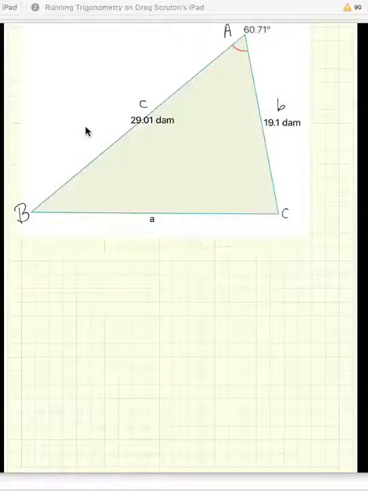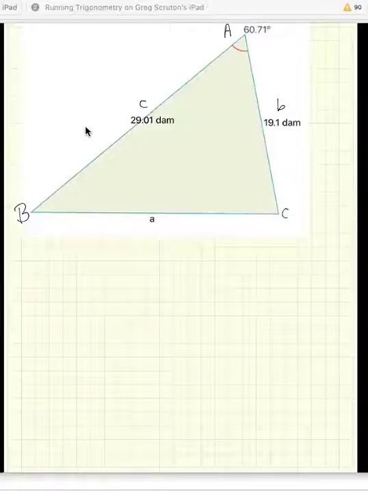So we're going to have to use the cosine law for this one. We don't have enough information for the sine law. If you're trying to find a side, you need to have two angles and one of the corresponding sides to one of those angles. So I'm going to use the cosine law.